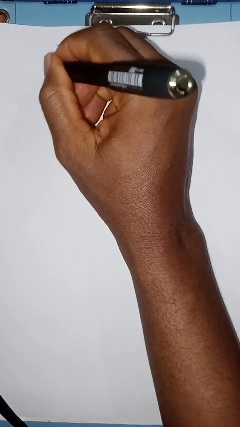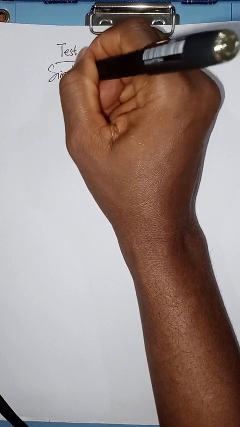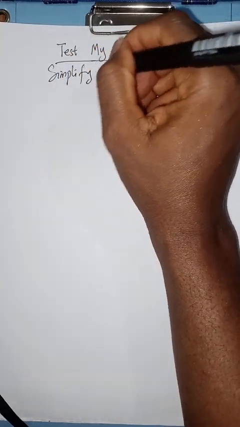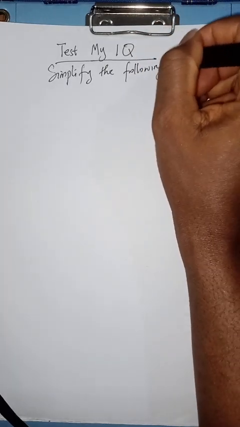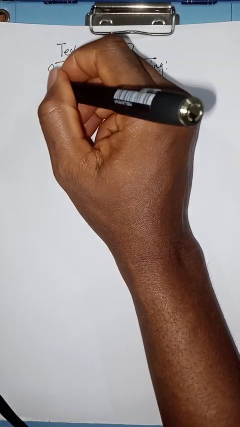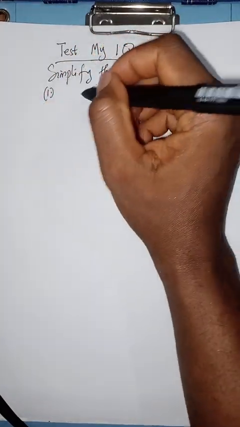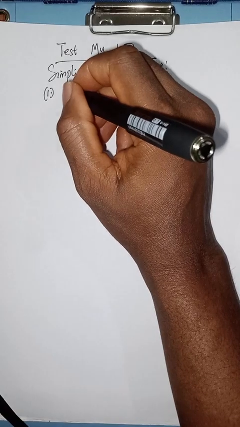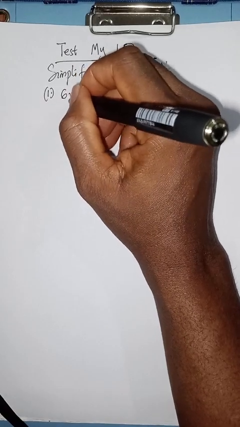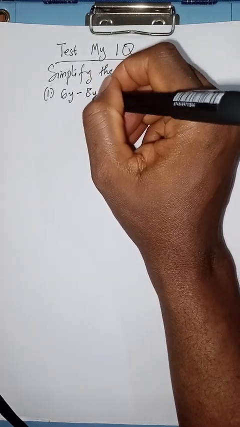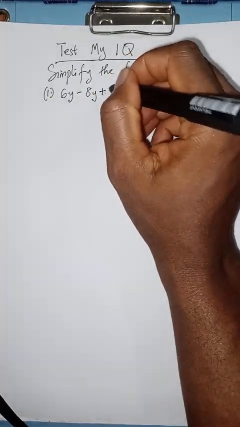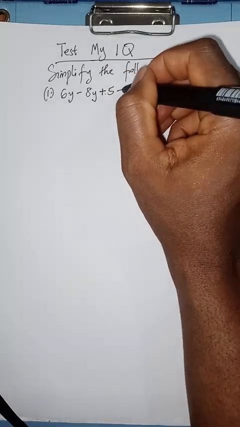Now, I'm going to give you some questions to simplify for me. Test my IQ. Simplify the following. The questions I will give you will be similar to what we've just done. Now, let's assume I have 6y minus 8y plus 5 minus 10.